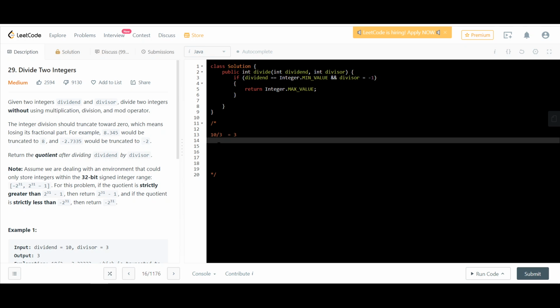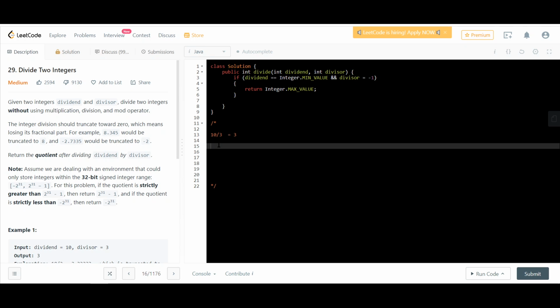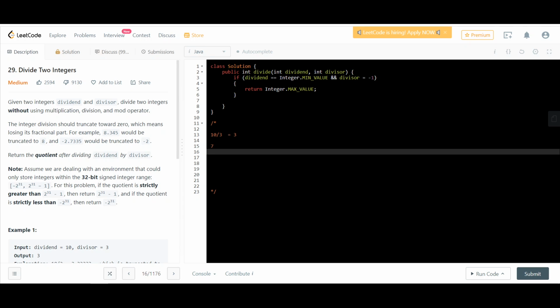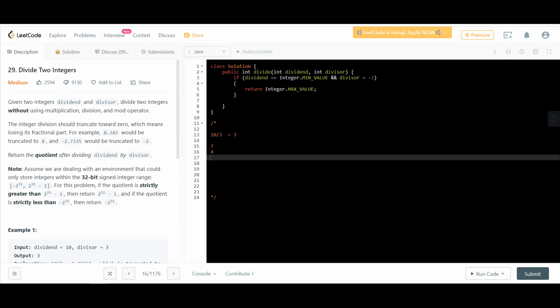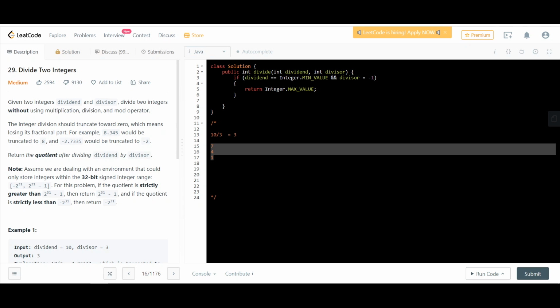So you have your 10, you subtract 3 once, you get 7. You can still subtract 3. So you subtract it once more, you get 4. Subtract it once more, you'll get 1. Can you subtract any more? No. So how many times did you subtract? I subtracted 3 times. That's the quotient. So that could be an approach.